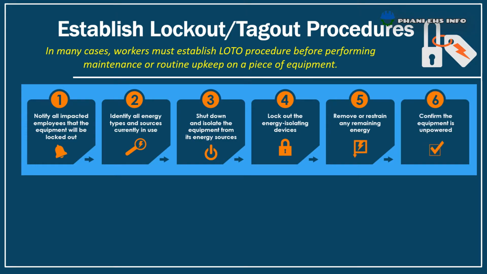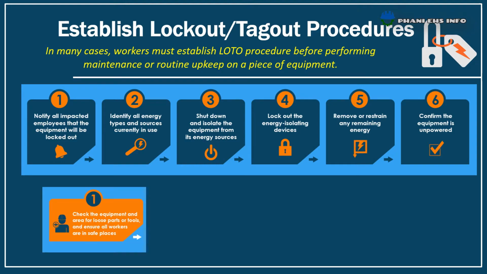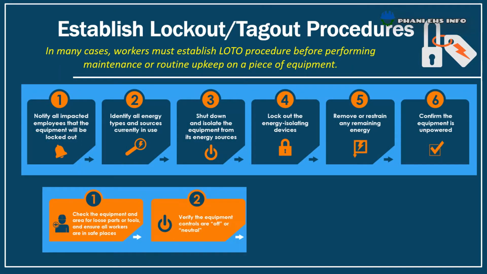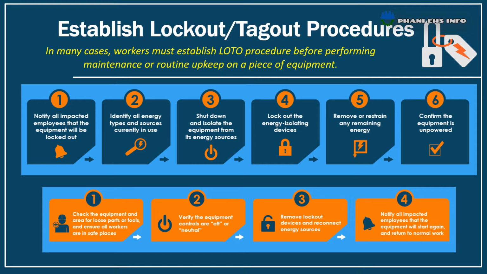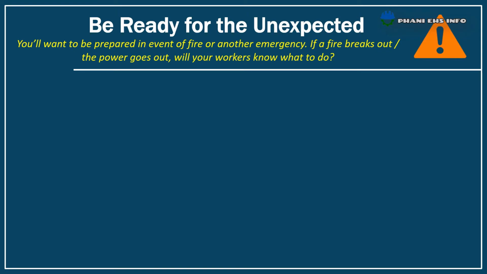Once the equipment is locked out, take the following steps to resume normal work. Check the equipment and area for loose parts or tools, and ensure all workers are in safe places. Verify the equipment controls are off or neutral. Remove lockout devices and reconnect energy sources. And notify all impacted employees that the equipment will start again and return to normal work. Fifth one, be ready for the unexpected.